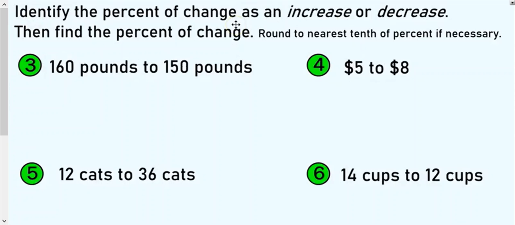All right, so the first one here, it says 160 pounds to 150 pounds. Okay, so first we need to identify increase or decrease. Our original number was 160, and now it's 150, so we have a decrease. So I'm going to write decrease here. Then we're going to find that percent of decrease by subtracting the big number, so that's 160 minus 150, and then we are going to divide by the original, which is 160.